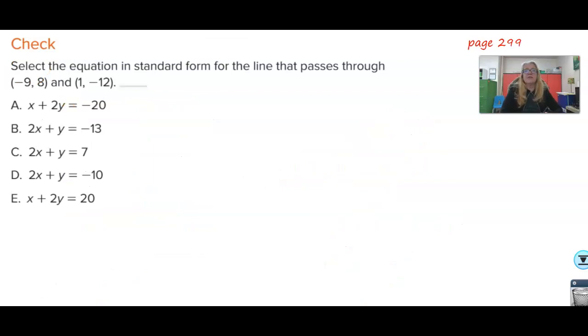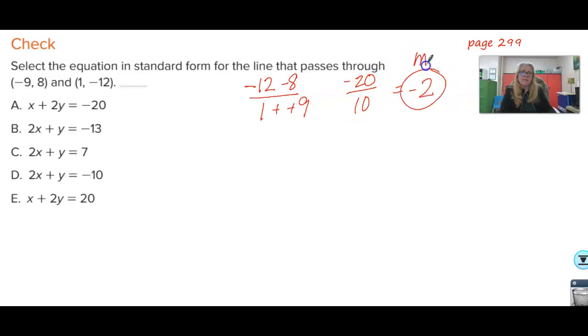Select the equation in standard form for the line that passes through negative 9, 8, and 1, negative 12. Well, let's find slope. So we do second y minus the first y over second x minus the first x. This is negative 20 over 10, which reduces to negative 2. So we have a negative 2 slope. And we're going for standard form.